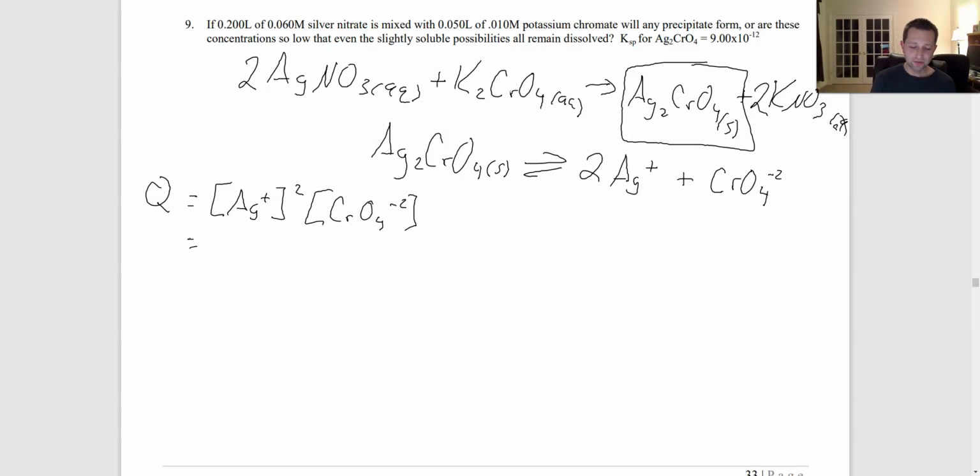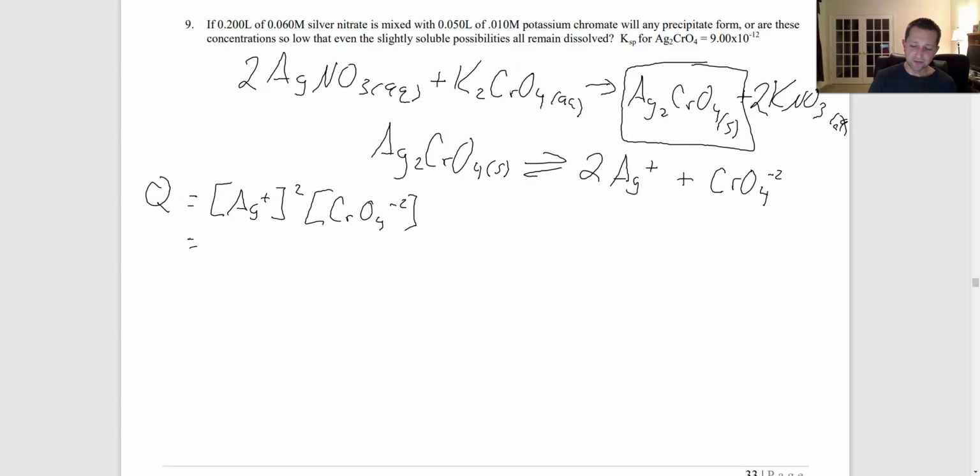Now, the thing is, you took 0.2 liters of silver nitrate and 0.05 liters of potassium chromate and mixed them together. So this is not as easy as saying, oh, I have 0.060 molar silver, oh, I have 0.10 molar chromate, let me just plop that in there. I can't do that. What you did was add 0.2 liters of this and 0.05 liters of this. Those volumes are additive, right? So you diluted both of these.